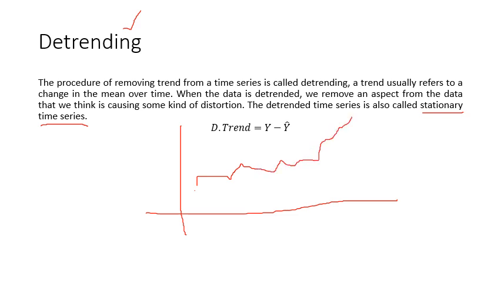Now you can see that this trend is an upward trend. We can observe the trend by looking at the graph of the time series data. Now we have to eliminate this trend.